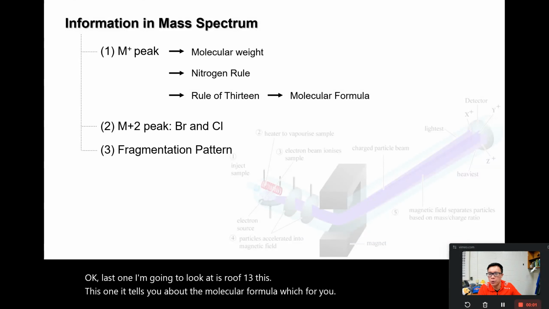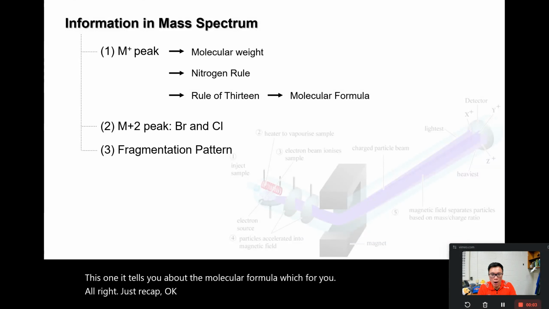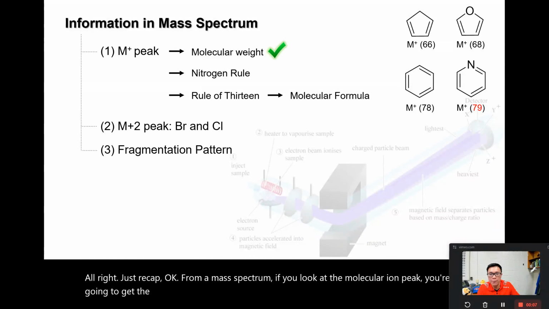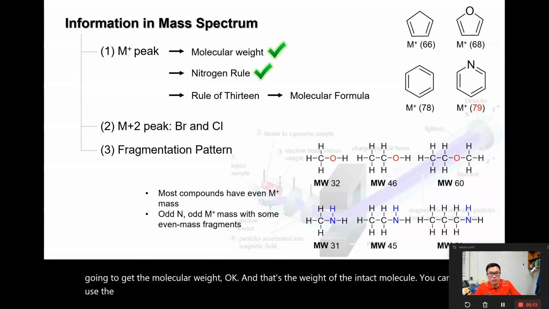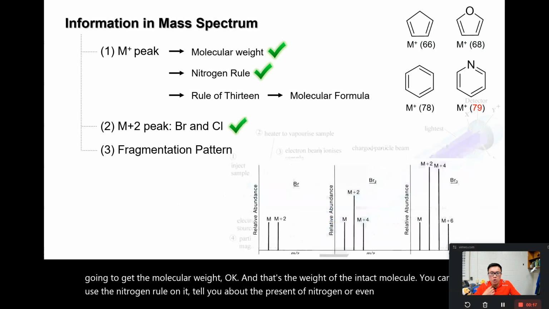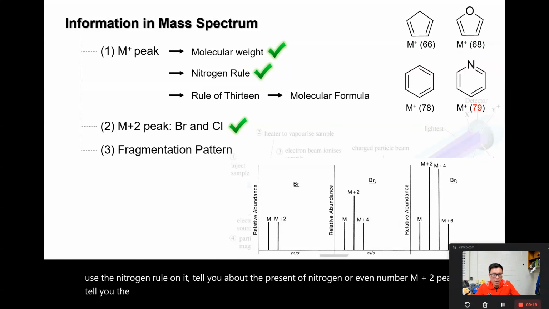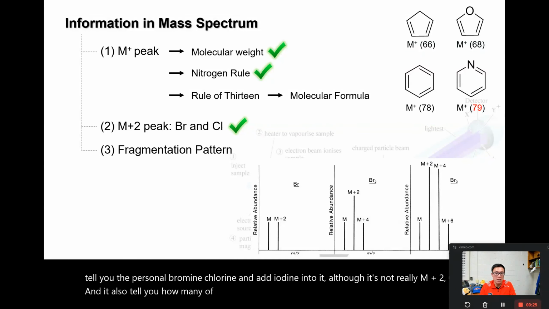All right, just to recap, okay? From a mass spectrum, if you look at the molecular ion peak, you're going to get the molecular weight, and that's the weight of the intact molecule. You can use the nitrogen rule on it, which tells you about the presence of nitrogen, odd and even number. The M+2 peak tells you the presence of bromine, chlorine, and iodine, although it's not the real M+2, and it also tells you how many of them are there in the mix or not.